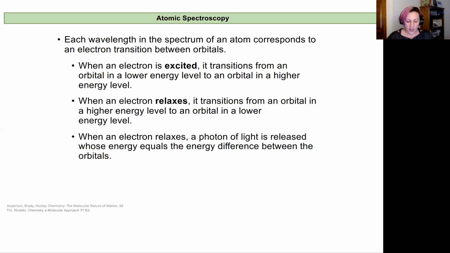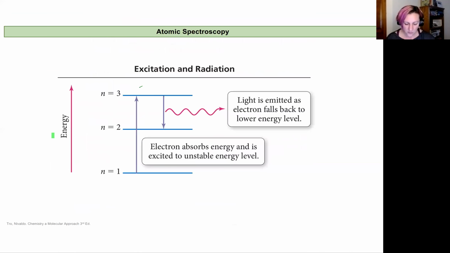So here's a written summary. I'm going to use a picture on the next slide to talk through this exact thing. What we're going to be seeing is that each wavelength in an emission spectrum for an element corresponds to an electron transition between the orbitals. So let's say we've got our atom, with a nucleus somewhere down here, and we have energy levels for our electrons that they can occupy, where n equals 1 is our lowest energy level that an electron can occupy.